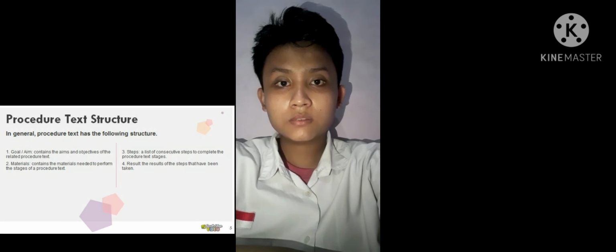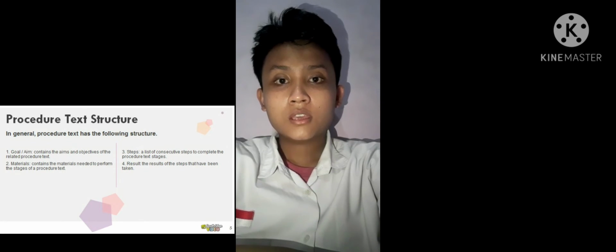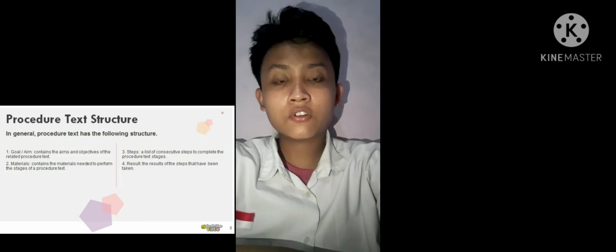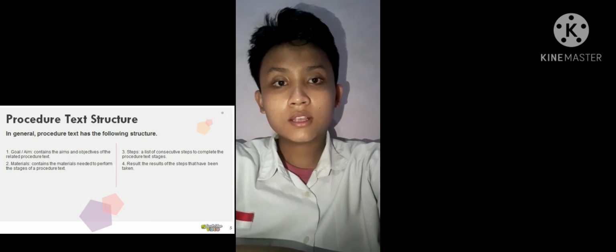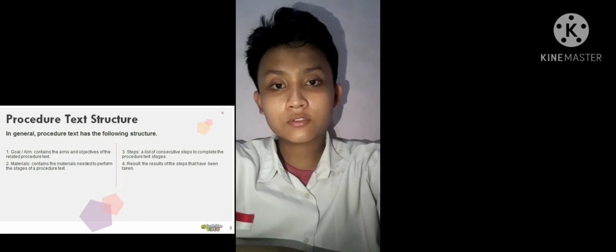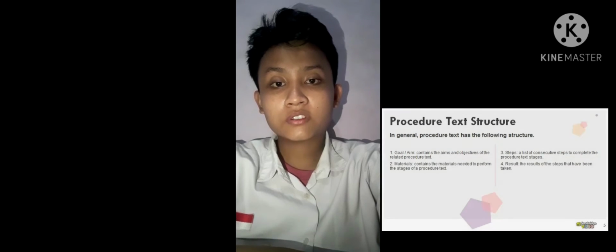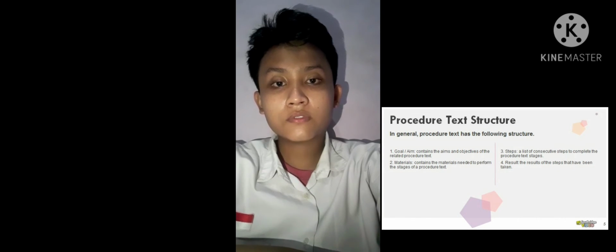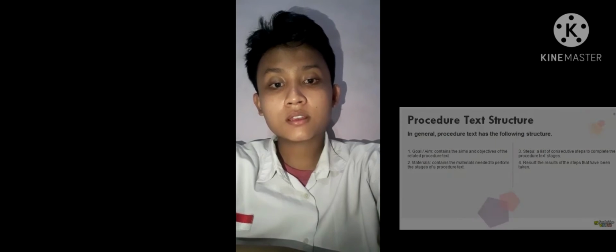And the fourth is procedure text structure. In general, procedure text has the following structure. Number 1, goal or aim. Contains the aim and objective of the related procedure text. Number 2, materials. Contains the materials needed to perform the stages of a procedure text. Number 3, steps. A list of consecutive steps to complete the procedure text stages. Number 4, result. Results of the steps that have been taken.